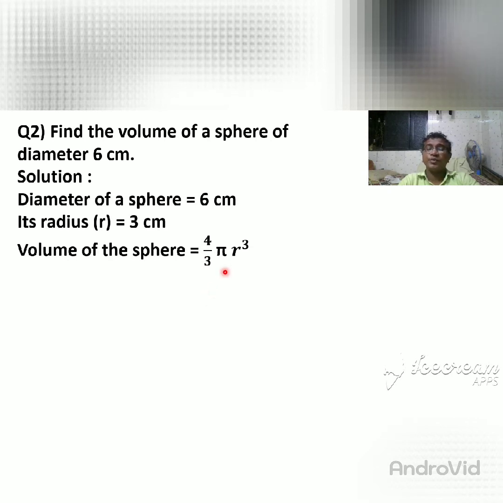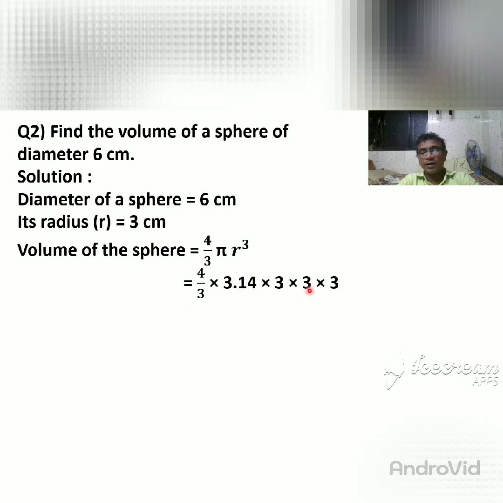Pi value is not given, so you take 22 upon 7. Here it is given, I think it is 3.14, pi value 3.14. Radius is 3 centimeter. So the formula has r cube, so r is equal to 3. That can be written 3 into 3 into 3 because volume is cube.